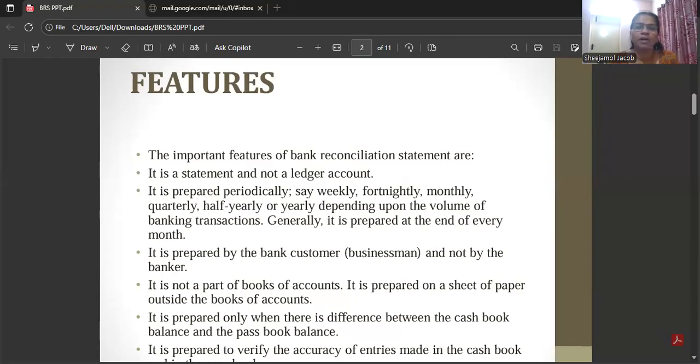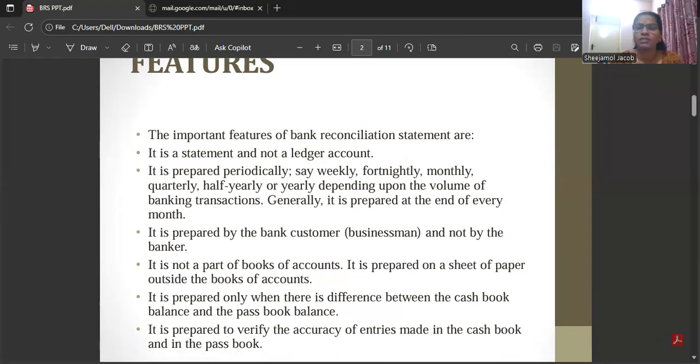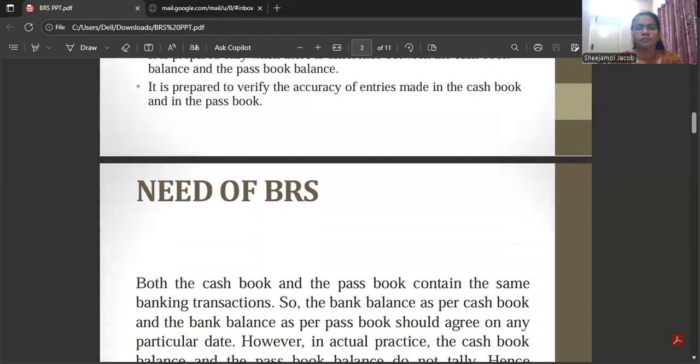It is prepared by the bank customer and not by the banker. It is not a part of the books of accounts; it is prepared on a sheet of paper outside the books of accounts. Instead of ledger accounts, we prepare it on a separate sheet of paper. It is prepared only when there is a difference between the cash book balance and the bank passbook balance. It is prepared to verify the accuracy of entries made in the cash book and in the passbook.